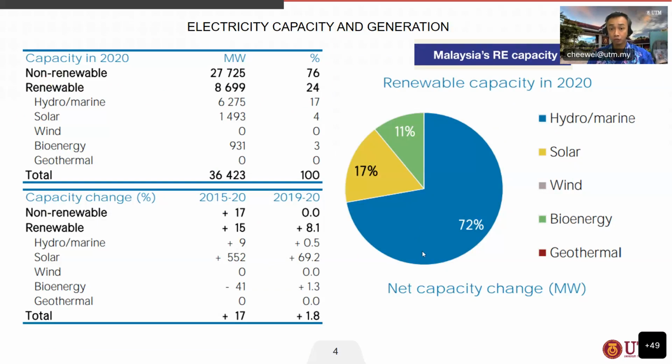If you look into the breakdown of the renewable energies, mostly from the blue part on the right-hand side, the pie chart, 72% of the 24% that we said just now, about three quarters, is from hydro or marine energy. Solar contributes about 17%, and 11% is from bioenergy. These three components contribute a lot to the renewable penetration in Malaysia.